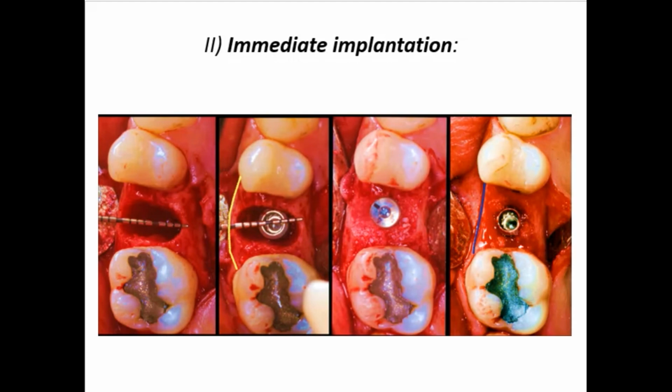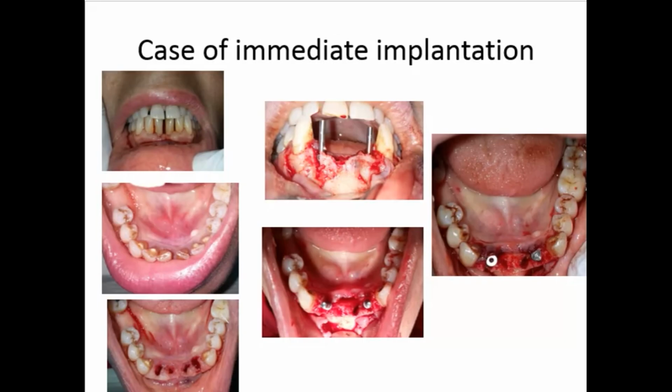Immediate implantation. Implant inserted immediately into a fresh extraction site, but there are some rules. First, absence of infection, atraumatic extraction, drill parallel to the long axis of the tooth, and always put the implants toward the palatal plate of bone. Here is a case of immediate implantation.